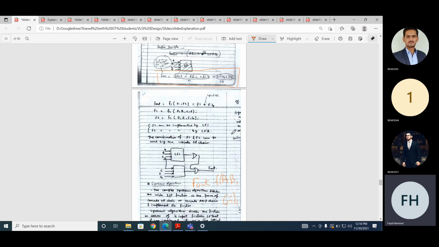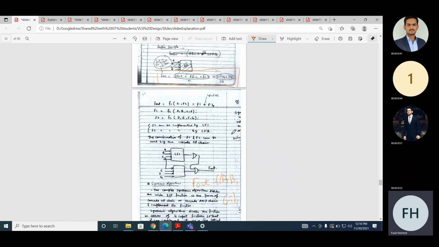But if you partition this, can we see F1 and F2? What is F1? F1 is a function of A, B, C, D. 4 inputs. So F1 is a function of 4 inputs. Logic array 1. And F2 is a function of D, E, F, G. Also 4 inputs. Yes, sir. F1 is a function of 4 inputs. F2 is a function of 4 inputs.